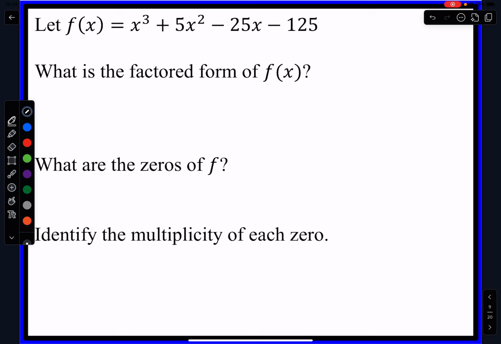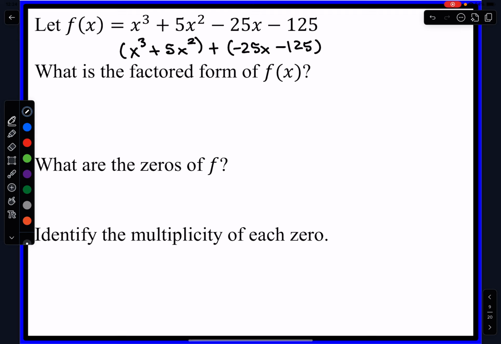So what we're going to do is literally group the first two terms. Using parentheses, we're going to group the first two terms, x to the third power plus 5x to the second, put a plus sign right here, and group the last two terms, negative 25x minus 125.